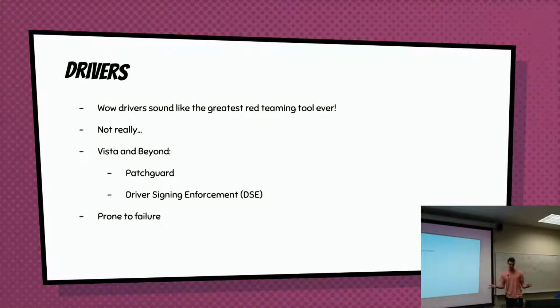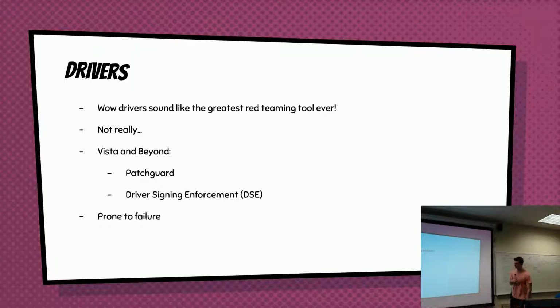So you can bypass driver signing enforcement. But then you've got to worry about PatchGuard. And PatchGuard essentially protects a lot of the really important tables in the Windows kernel and prevents you from, let's say, hooking system calls or directly modifying kernel objects. And that sucks, right? That stops you from doing a lot.